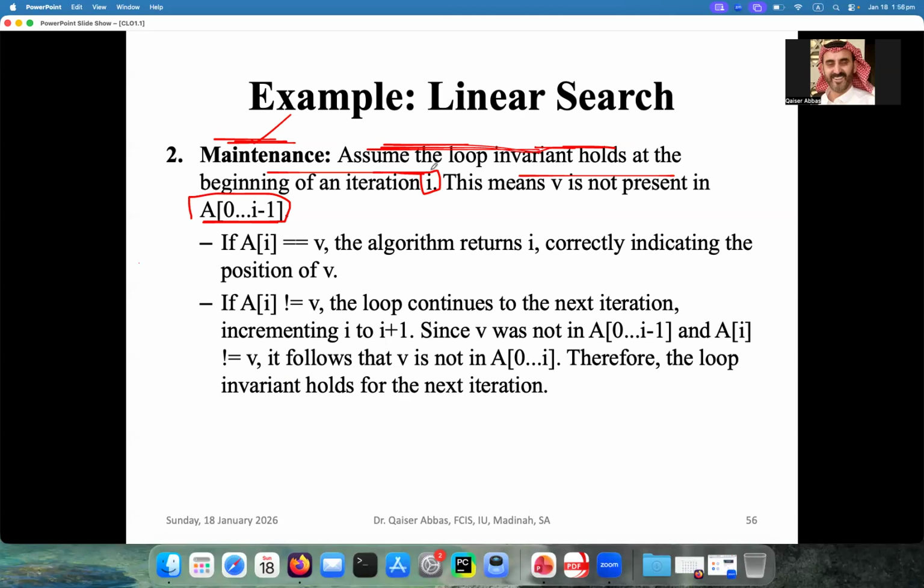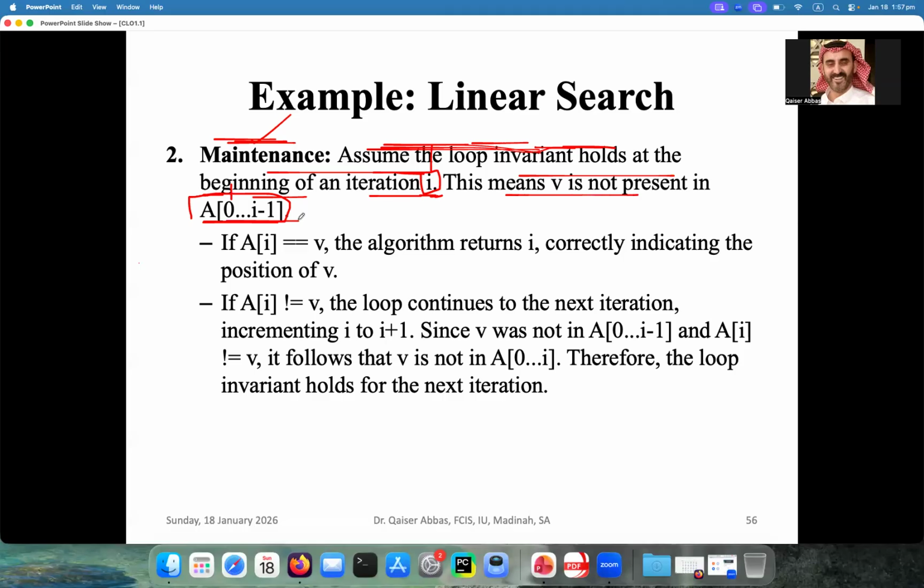And if that iteration is I, then what would be the subarray at this iteration I? The subarray is from one step before, and at that time, the array would be from 0 to I minus 1. And according to our loop invariant, we know that V is not present there. So that's why we are going for the iteration I. We assume that the loop invariant holds at the beginning of an iteration I. This means V is not present here.